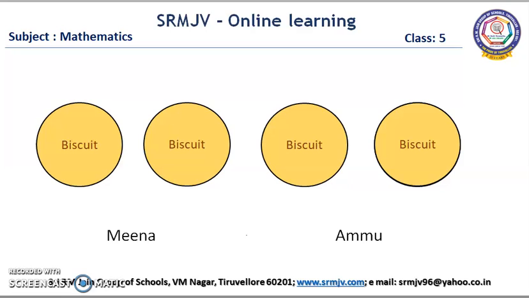Tell me children, if you are having 4 biscuits, if you want to divide the 4 biscuits equally among Meena and Ammu, how will you share it? You will give 2 biscuits to Meena and 2 biscuits to Ammu, isn't it?